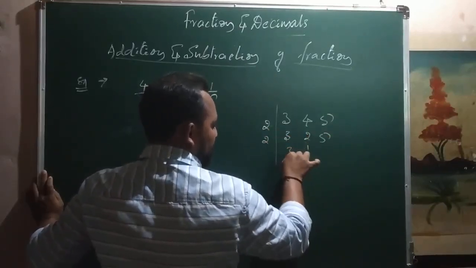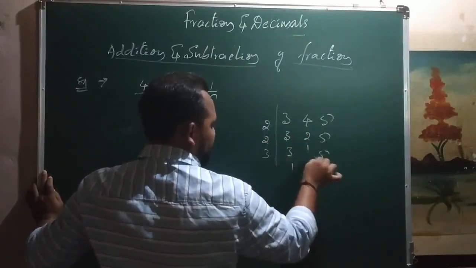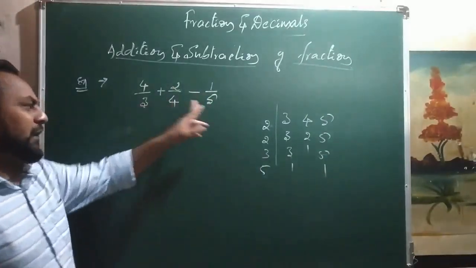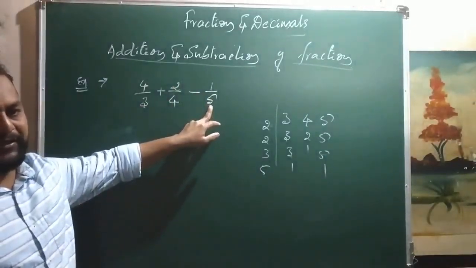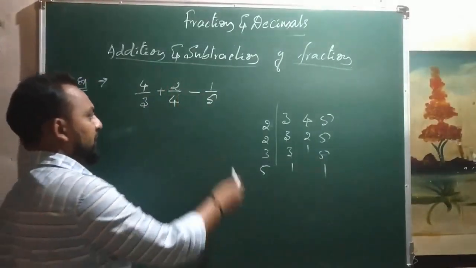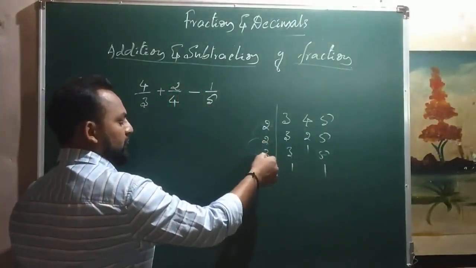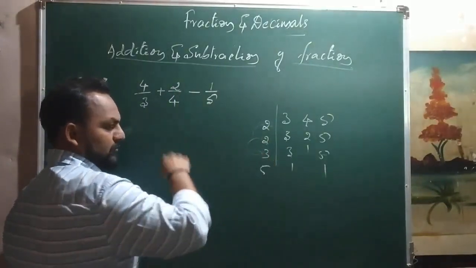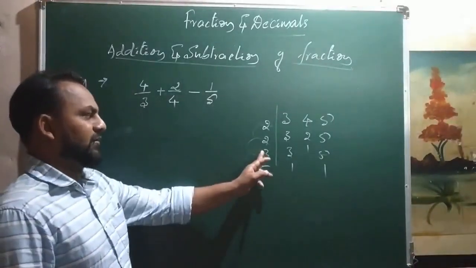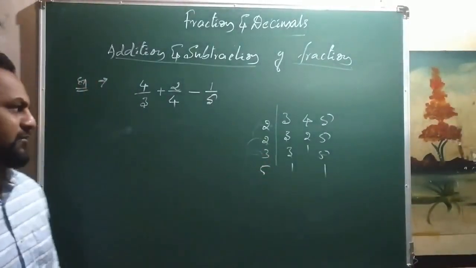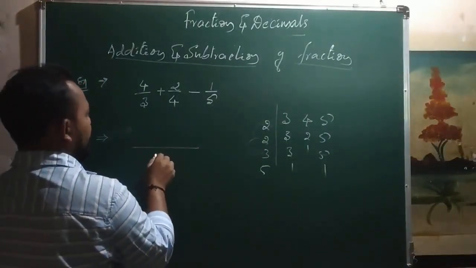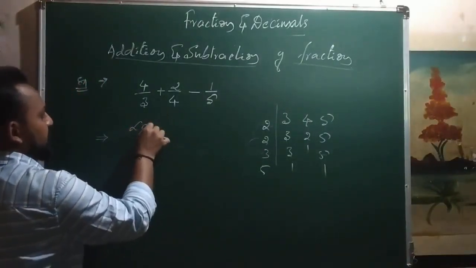Okay, here 3 and 5 are prime numbers. 4 is a composite number. Then here 2 2s are 4. 4 3s are 12. 12 5s are 60. Or 5 3s are 15. 15 4s are 60.